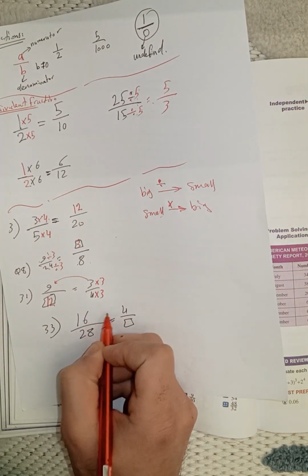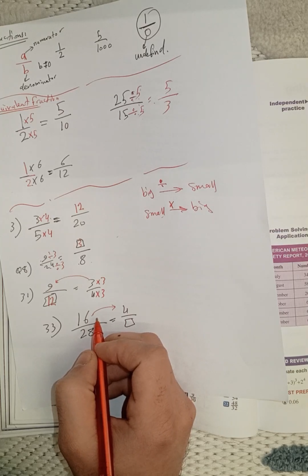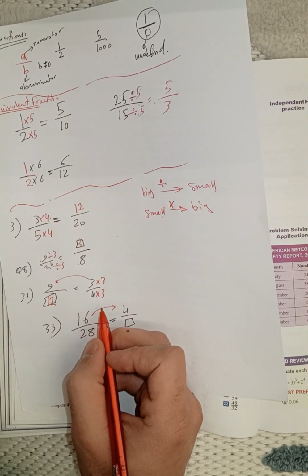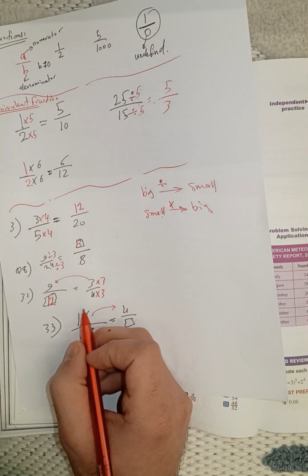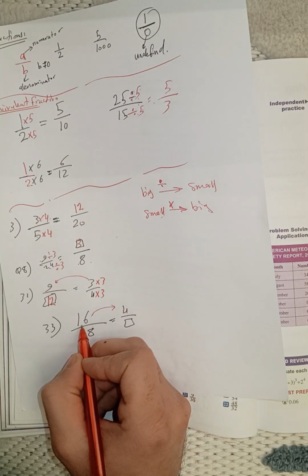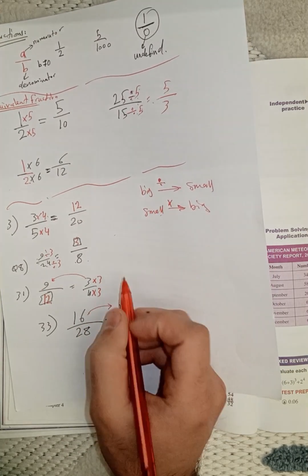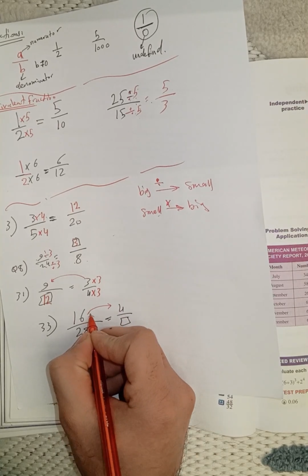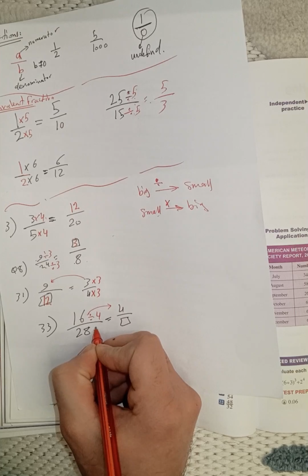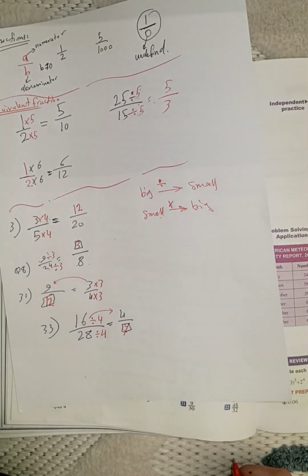16 and 4. 16, how does it become 4? Divide or multiply, that is about the equivalent fraction. To find the equivalent fraction, we always multiply or divide. It's not about addition or subtraction. Big number to small number is what? Divide. 16 divided by what number is 4? 4. And 28 divided by 4 is 7.